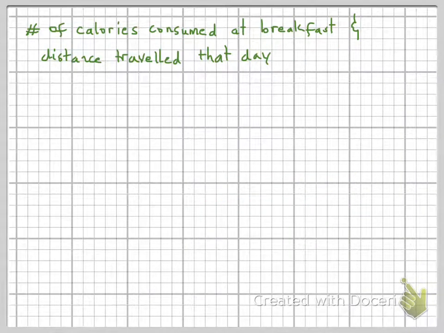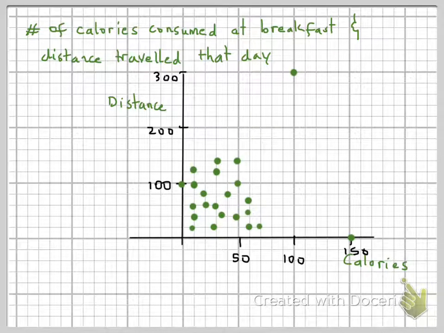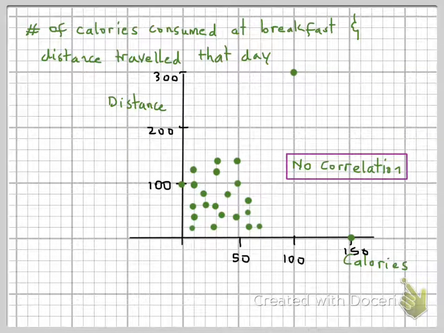Or the number of calories you consume at breakfast and the distance traveled that day. Those points might look like this, right? Because I don't think necessarily there will be correlation between those two variables. Maybe there will be. It depends on the sample you take, but I'm just illustrating here. Those points may look like this. So when the points are clustered around like that, you can't really tell whether they're rising or falling as you move along the x-axis. You say there is no correlation between those two variables.